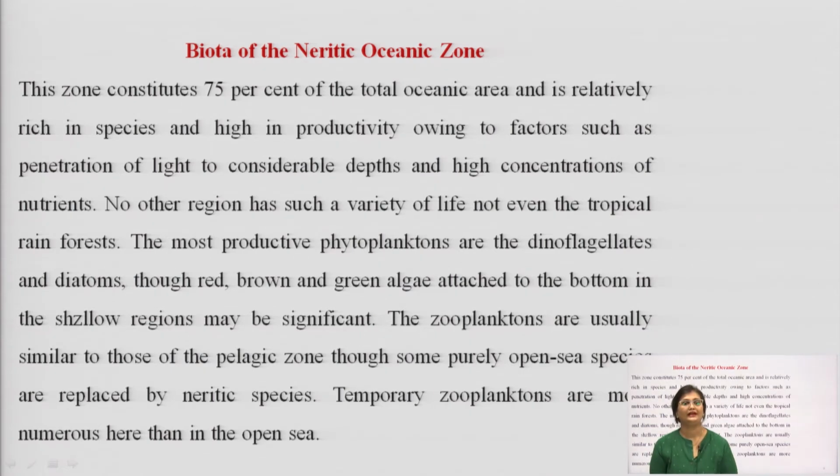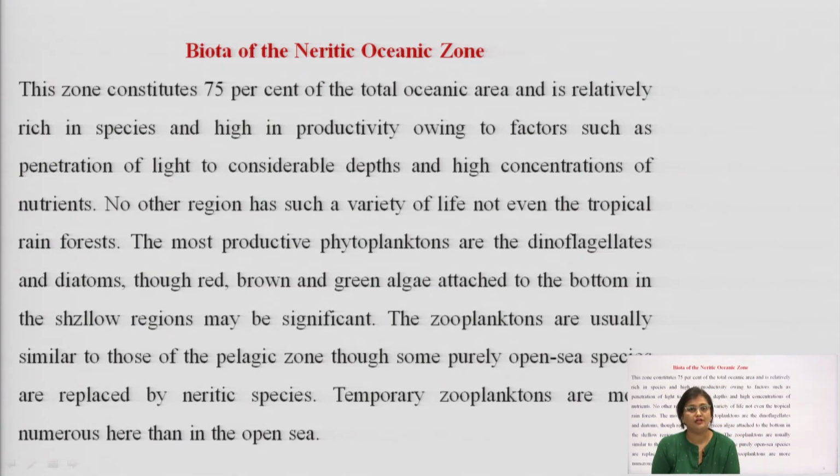So, the Neritic zone has a high concentration of nutrients, and the best part is the penetration of light in this zone is also abundant. No other region has such a variety of life, not even the tropical rainforests. So, the variety of life is abundant in the Neritic zones.